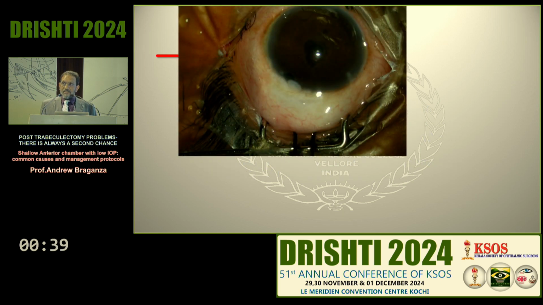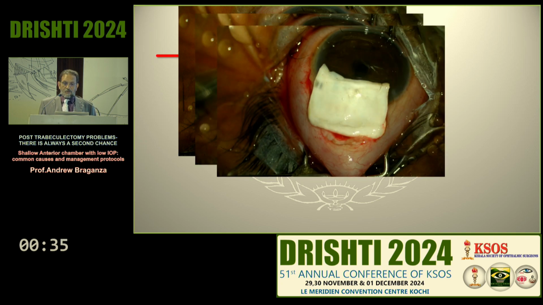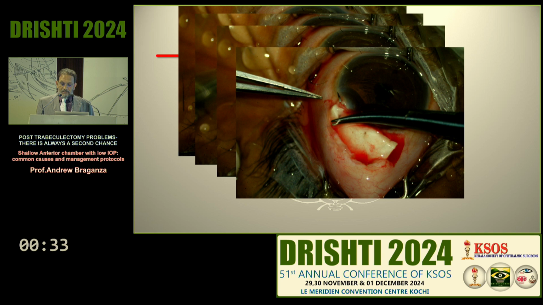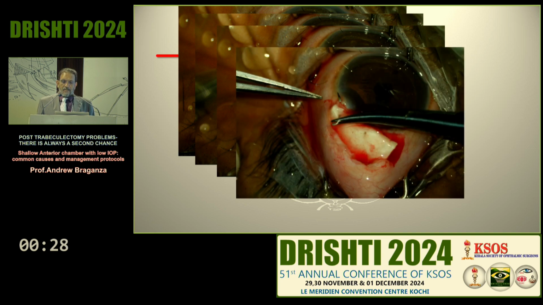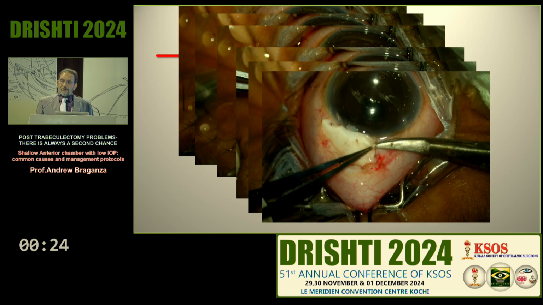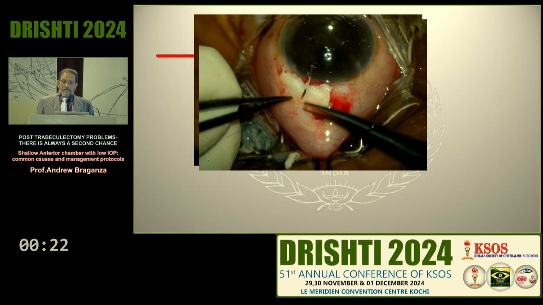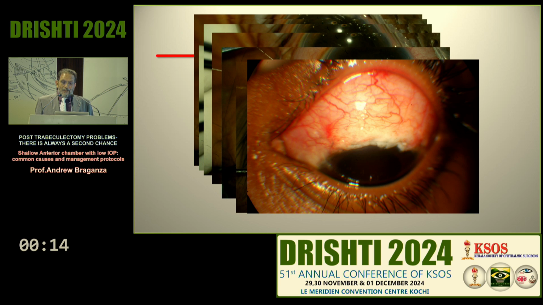So I've just got a series of photographs to show you the steps. You can see the size of the graft, it's fairly large. You must cover the entire area of the scleral dissection. So you suture it down, then you trim and thin the graft, and finally you put a mattress suture near the limbus, and finally you close the conjunctiva.